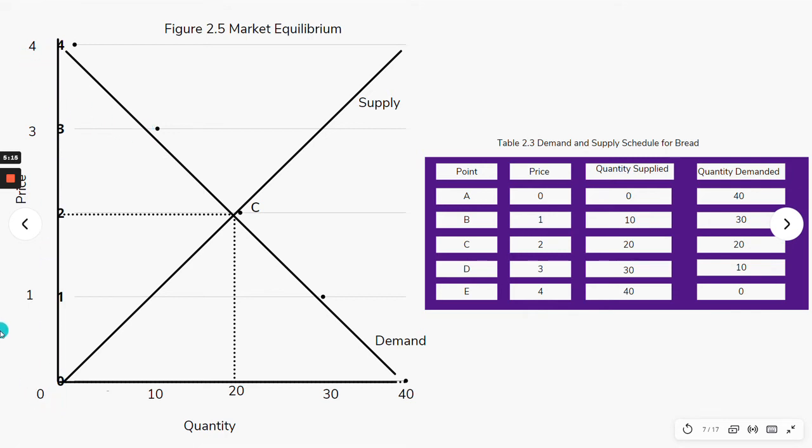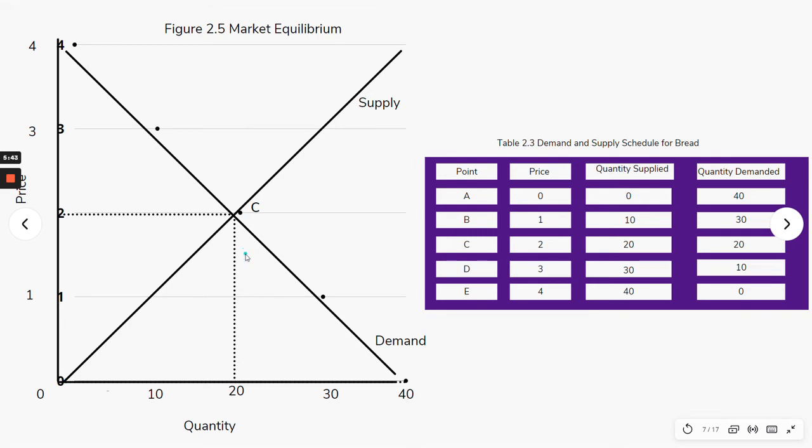So market equilibrium is where the quantity supplied and the quantity demanded are equal, or where the graph meets. So asa man sila nag-meet? Diri, at a price of 2, the quantity supplied is 20 and the quantity demanded is 20. Right? So this is where you will find that point C represents the market equilibrium.